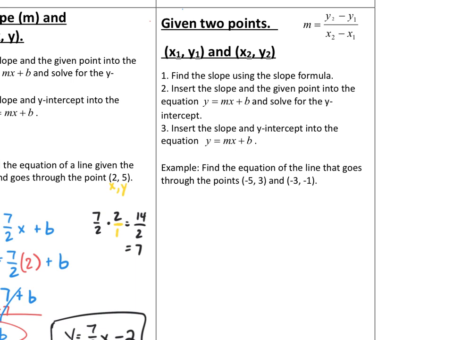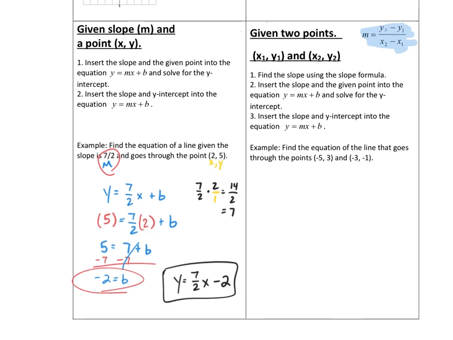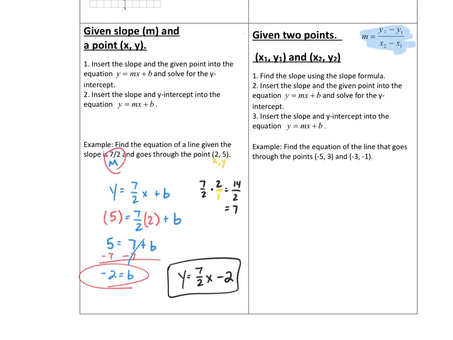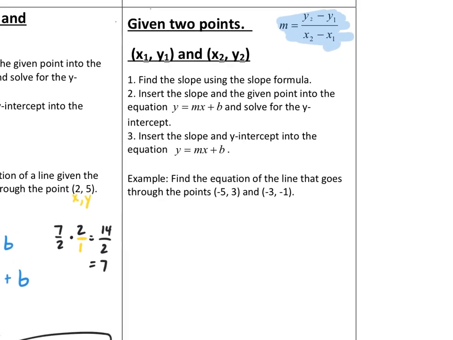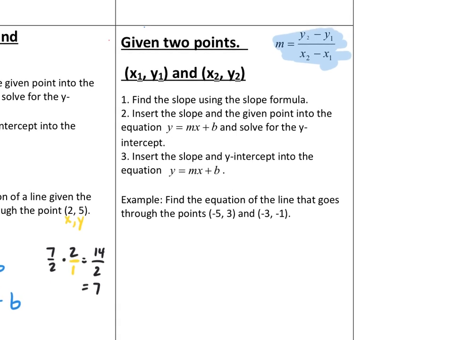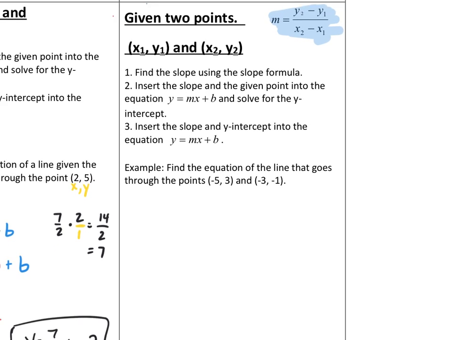When you are given that, the first thing you've got to do is find the slope using the slope formula. Notice the slope formula was given to you up here. Y is y2 minus y1 over x2 minus x1. We did that last week when we first looked at slope. Then once you find the slope, you do what you did over here. You take the slope and a point, you plug it in and solve for your y-intercept. So it's basically doing the problem we just did with an additional step.